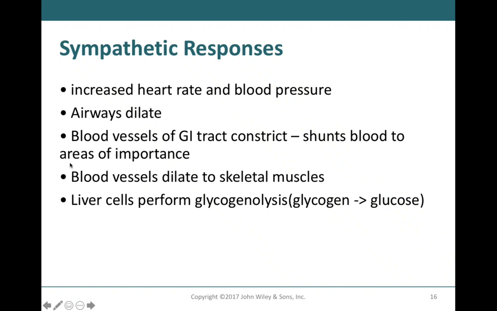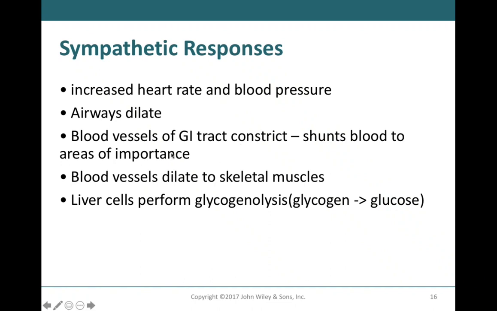One of the other responses that we'll see is the blood vessels that supply our skeletal muscles are actually going to dilate as well. And this is going to bring more oxygen and nutrients to our skeletal muscles to power our skeletal muscles so we can use them to either fight that predator or run from that predator. And of course, if our bodies are in need of energy, we're going to start undergoing glycogenolysis, which is the conversion of glycogen into glucose so that we can break that glucose down and make more ATP.